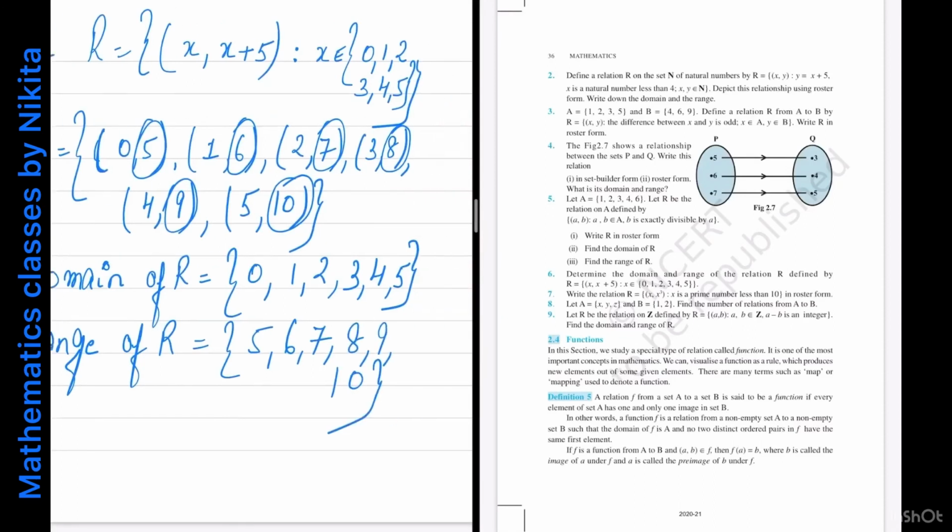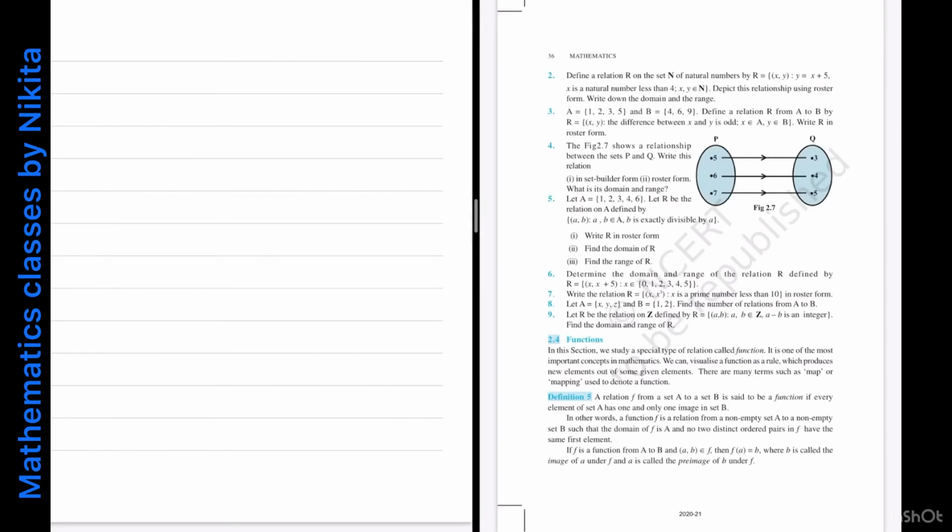Now let's do question number 7. Write the relation R which is equal to all those x comma x cube such that x is a prime number less than 10 in roster form. Now first of all, what is a prime number?